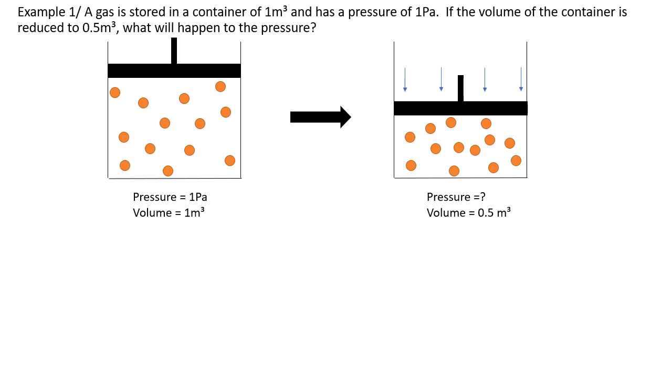Let's look at an example. A gas is stored in a container of 1 meter cubed and has a pressure of 1 Pascal. If the volume of the container is reduced to 0.5 meters cubed, what will happen to the pressure?